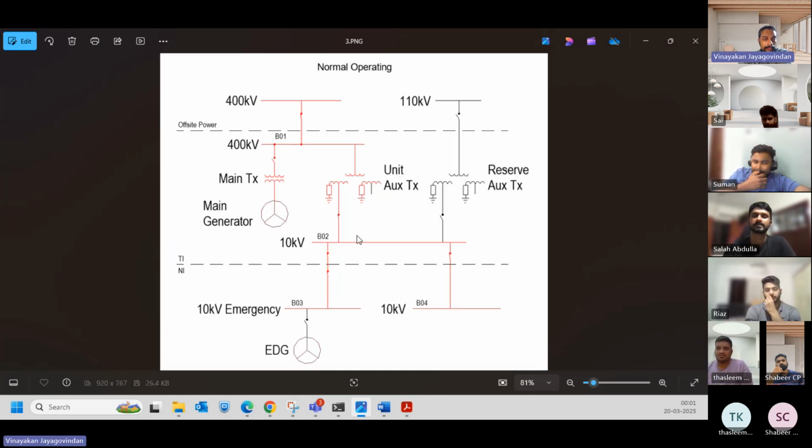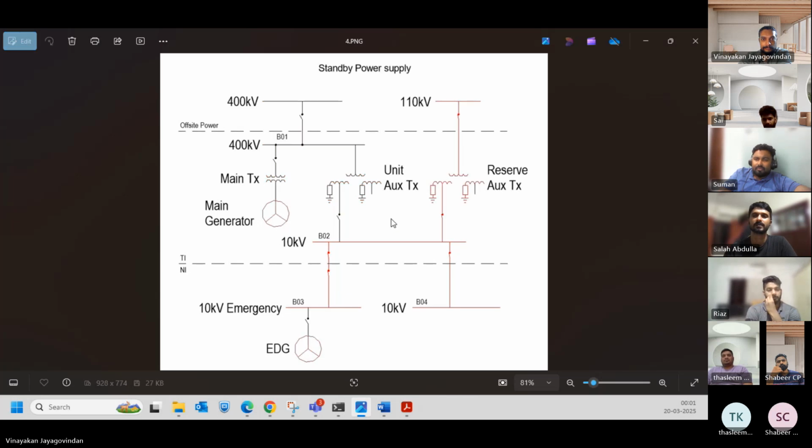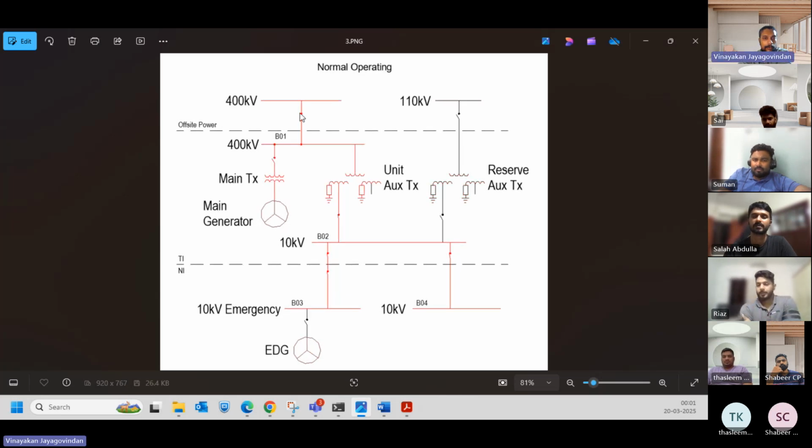Is it clear? This operation is clear? Yes, guys, from the mechanical and safety team, you can ask, and instrumentation as well. If you have any doubt, please ask.